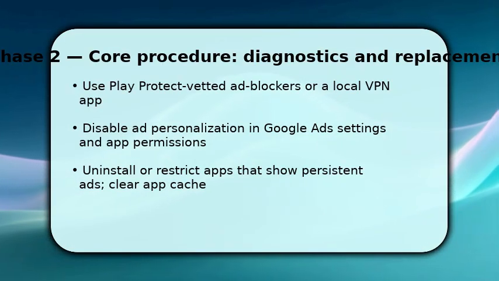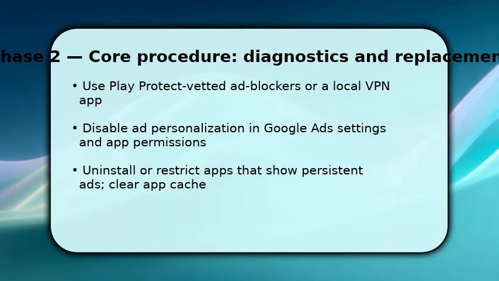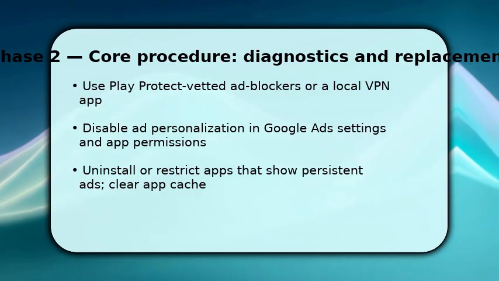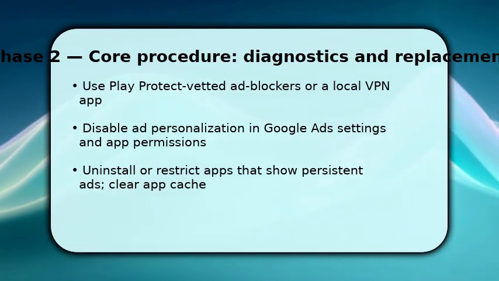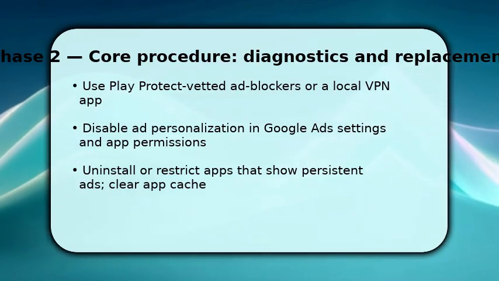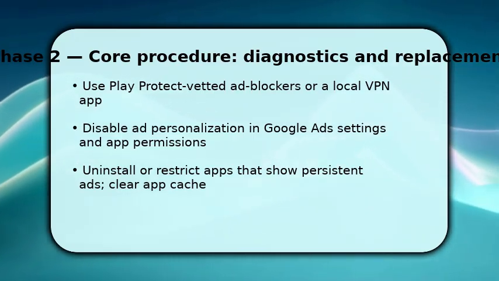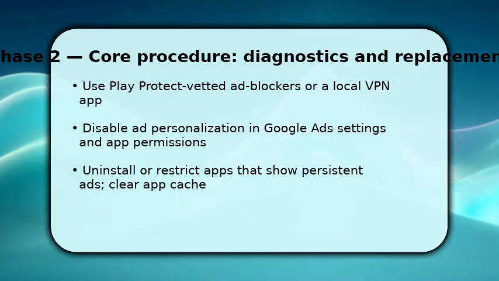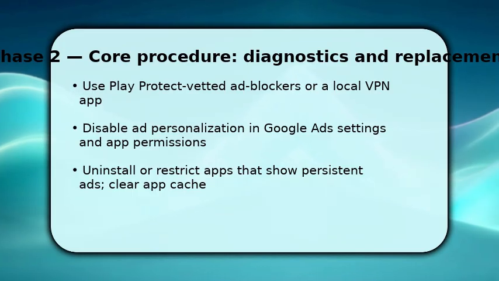Now you perform the core steps. Install a reputable ad blocker from Play Store or a local VPN ad filter, because it intercepts requests without root. Next, disable ad personalization in Google account, ad settings, and revoke unnecessary app permissions that allow overlays. Then audit apps that serve persistent ads, uninstall or restrict them, and clear their cache to stop stored ad data.